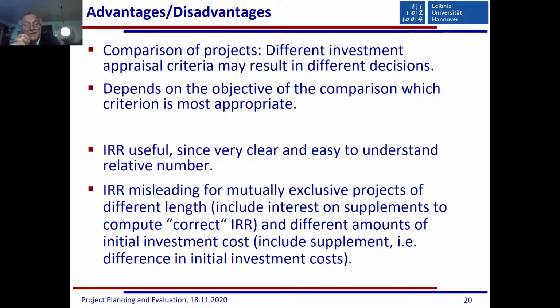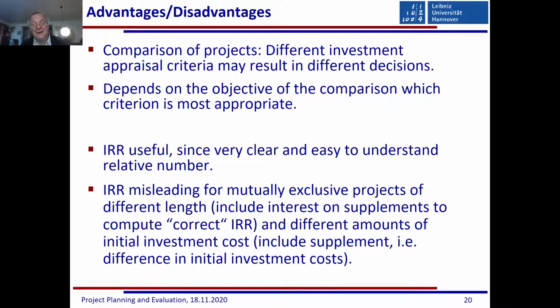That includes the interest on the supplements to compute the correct IRR, right? So the correct IRR would be adjusted in order to make the projects have more or less an equal amount of investment. It's not exactly equal, but more or less equal, and that we call the width of the project, and the duration of the project we call the depth. So if both are more or less on the same scale, then we can say, okay, now a comparison is possible.